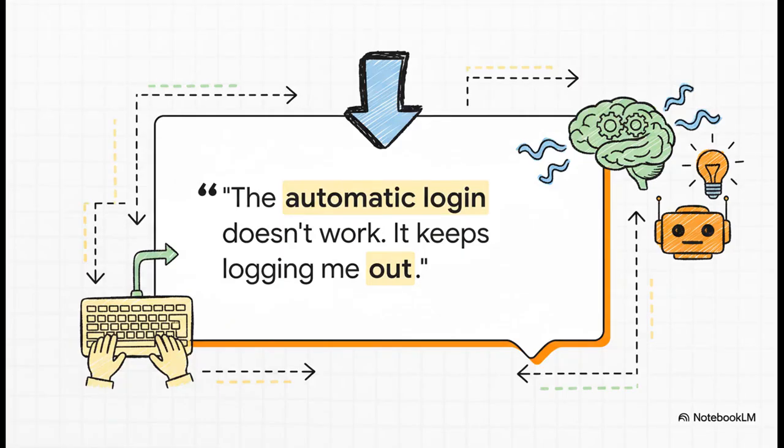This is the exact kind of vague, maybe a little emotional feedback that would normally get you that generic AI response, the "I'm sorry you're having trouble" line. But with our blueprint, we can turn this into a prompt that's going to give us a professional-grade analysis.